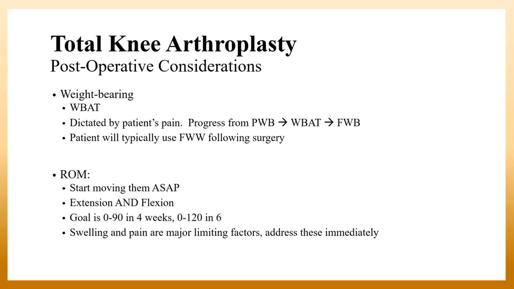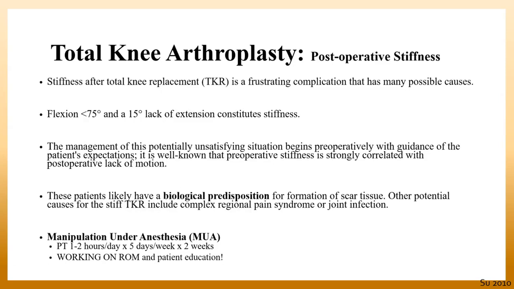What about post-operative guidelines? They're going to be weight bearing as tolerated. It's usually dictated by the patient's pain, but we're trying to get them up and moving quickly. Progress from partial weight bearing to full weight bearing as tolerated. They'll typically use a front wheel walker following surgery. Range of motion, we're going to start moving them as soon as possible. Extension and flexion, focusing on extension first, but flexion too. Goal is 90 degrees of range of motion within 4 weeks and 120 degrees in 6 weeks. Swelling and pain are major limiting factors, and we need to address these immediately.